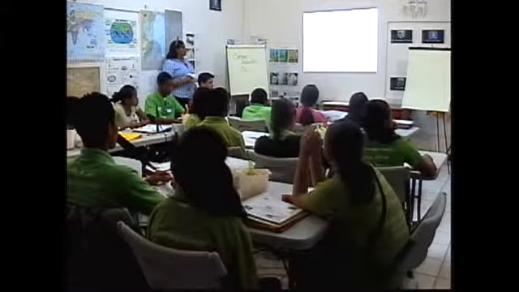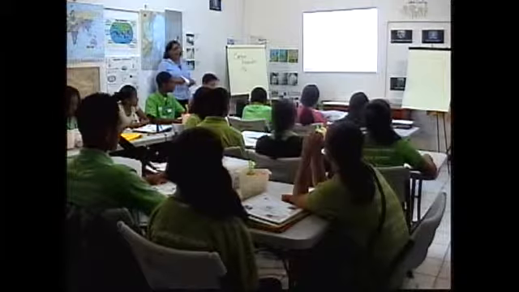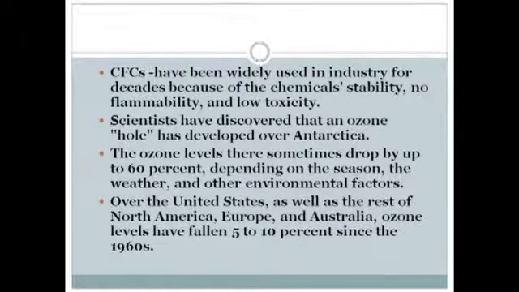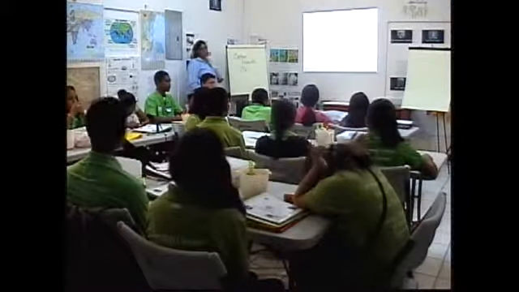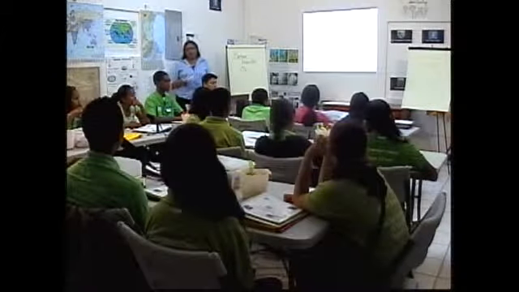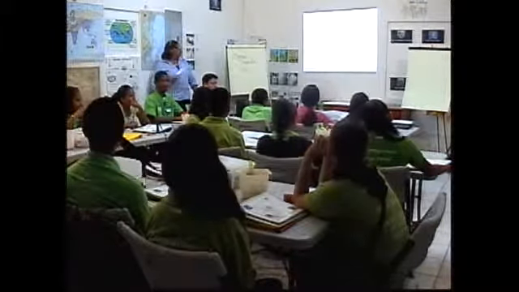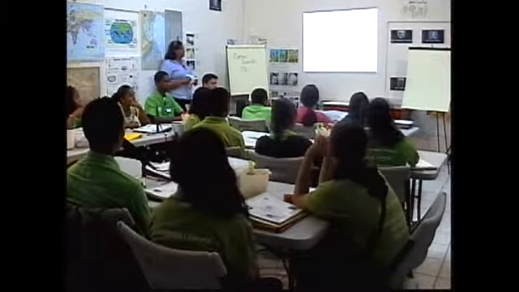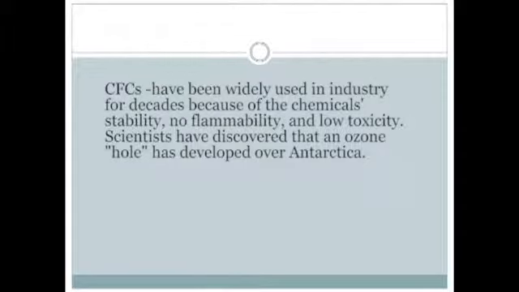It happens that CFCs were found to be in use from even right after World War II. That would be in the 1940s. The ozone levels sometimes drop up to 60% now that the CFCs are being used. We're going to find out though, because of good practice, already we have been moving towards making a difference with the ozone hole. It says that the ozone levels sometimes drop by 60% depending on the season, the weather, and the other environmental factors that relate to the ozone hole.